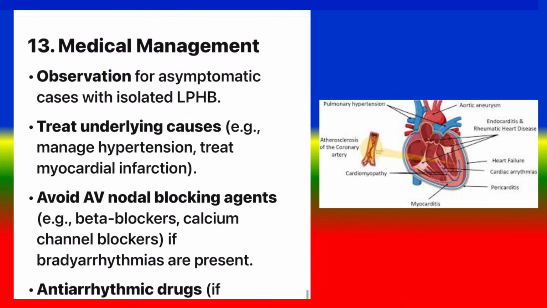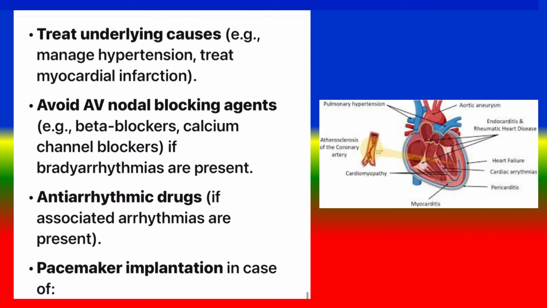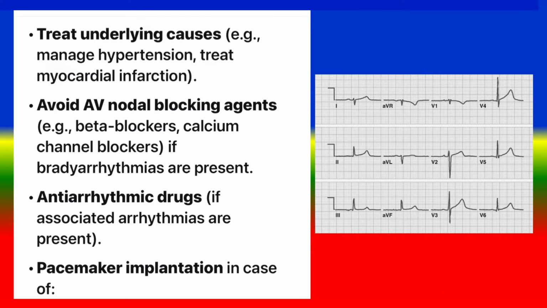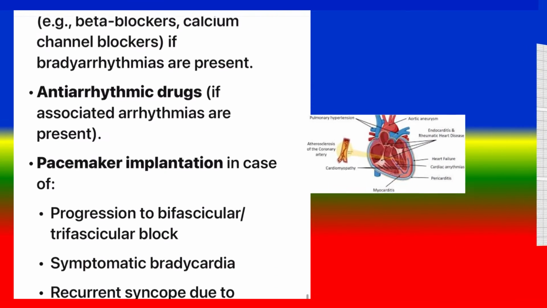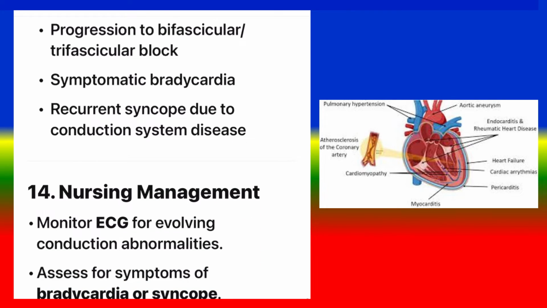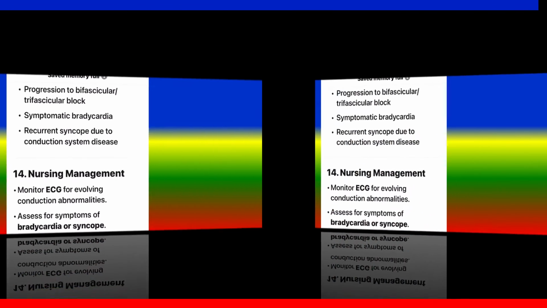13. Medical management. Observation for asymptomatic cases with isolated LPHB, treat underlying causes, e.g., manage hypertension, treat myocardial infarction. Avoid AV nodal blocking agents, e.g., beta blockers, calcium channel blockers, if bradyarrhythmias are present. Antiarrhythmic drugs if associated arrhythmias are present. Pacemaker implantation in case of progression to bifascicular or trifascicular block, symptomatic bradycardia, recurrent syncope due to conduction system disease.